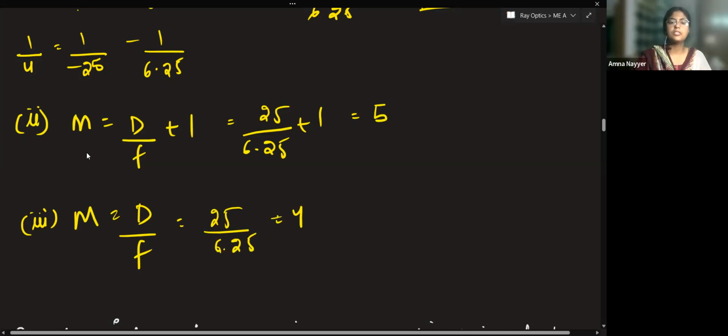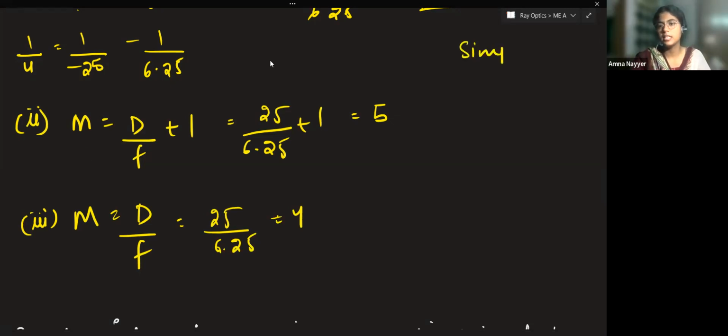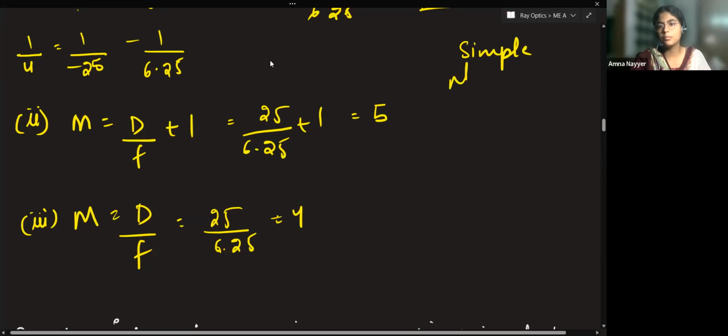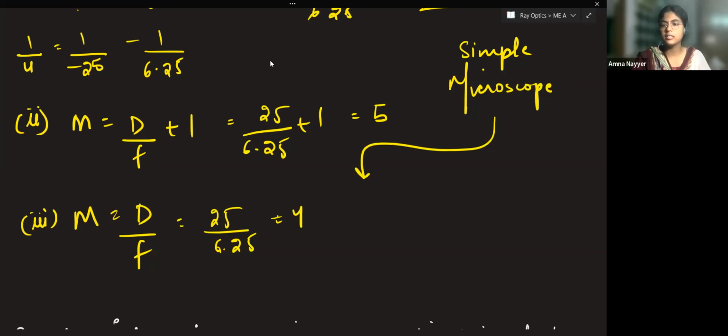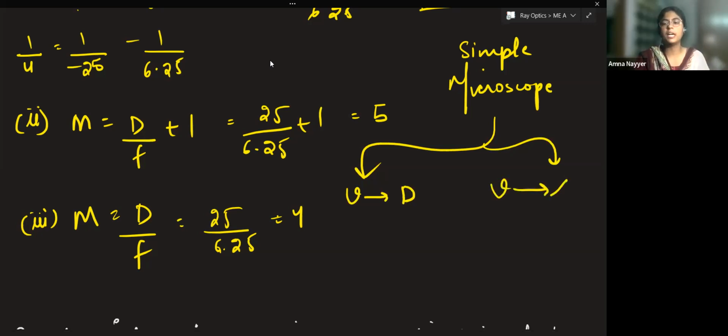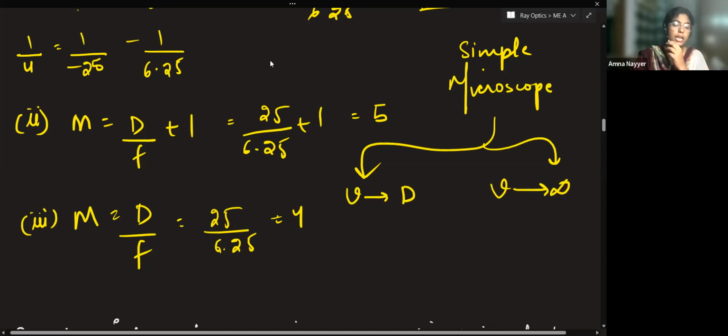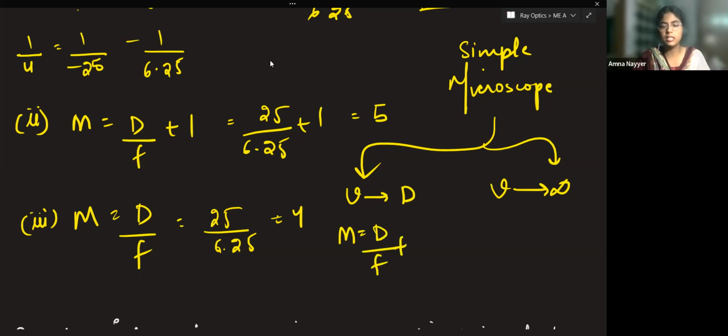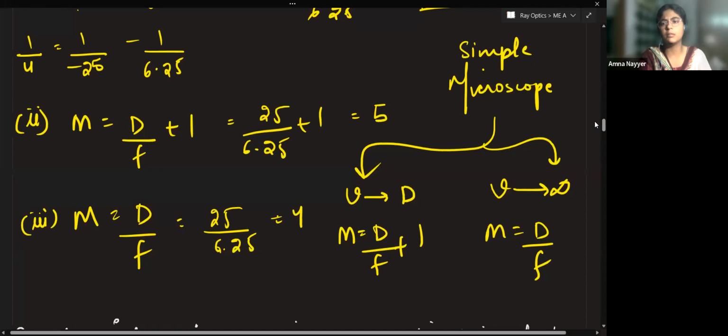So, class, just a small conclusion of what we have studied. We have studied the simple microscope. In this, we have studied 2 cases of it. First case is when the image is formed at least distance of distinct vision, and another case when the image is formed at infinity. This is the final image. Also, in the first case we have seen the magnification formula is D by f plus 1. Here, the magnification formula is only D by f. Till now, we have studied this part. Now we'll start with compound microscope, but note this question first.